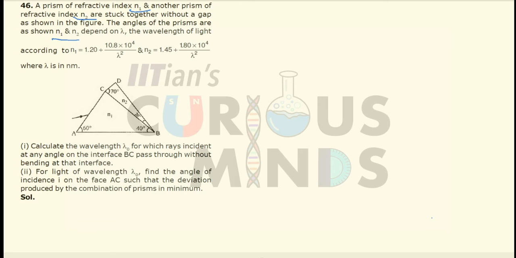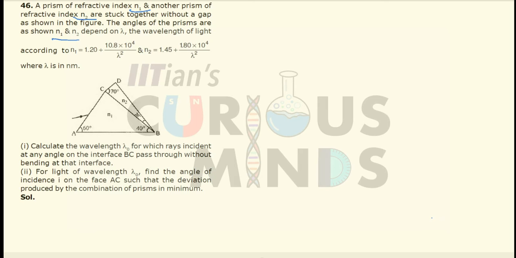We have to first calculate the wavelength lambda naught, for which the rays incident on the face BC pass through without bending at the interface, at any given angle. And second thing, we have to calculate the value of angle of incidence such that the minimum deviation is produced by the combination of the prism. Okay, so let us calculate the first thing.